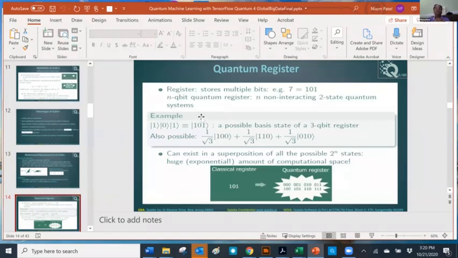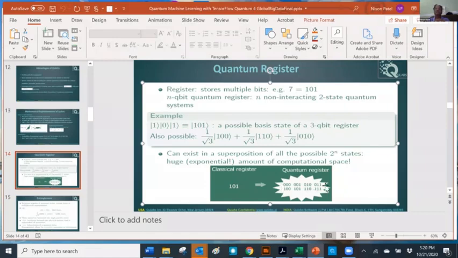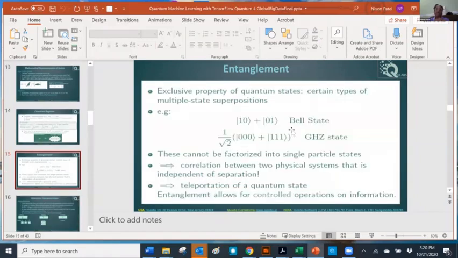And equivalent to your classical registers, you have quantum registers. A classical register, for example with 3 bits, can have 000 to 111, 8 kinds of states. But at any given point, classical can have only 1 state, whereas quantum can have all these 8 states evaluated continuously and simultaneously. And we talked about entanglement, an exclusive property of quantum. So with multi-state superpositions, controlled operations can be done simultaneously.